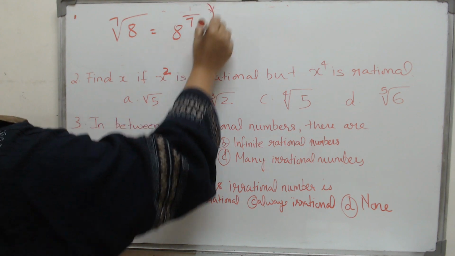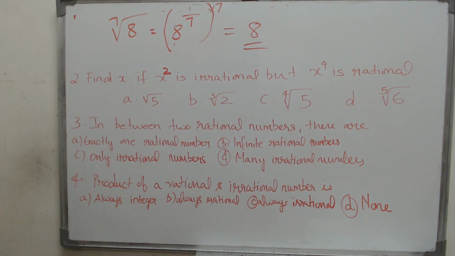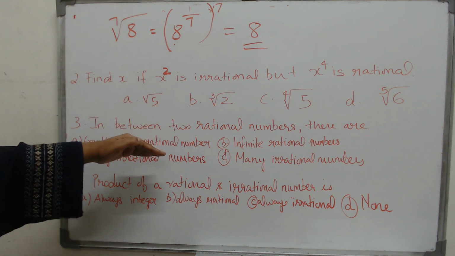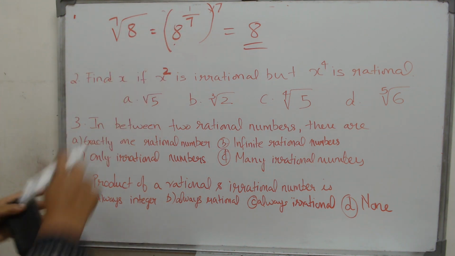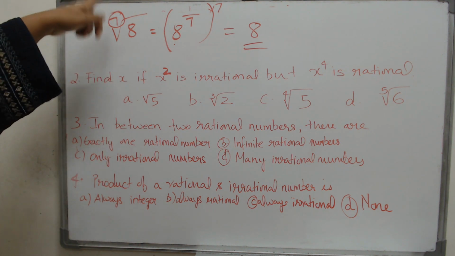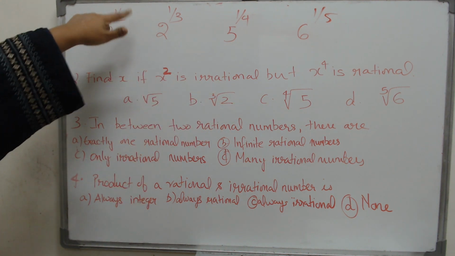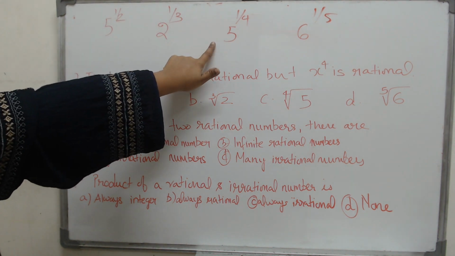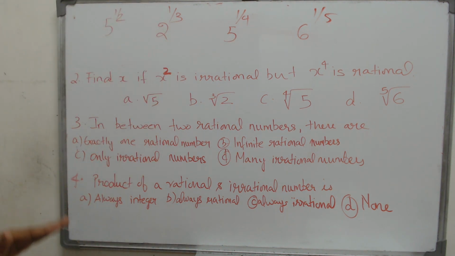Now how will you make it into a rational number? If you raise it to the power 7, you will get 8, which is what? A rational number. But remember, anything less than 7 will still be irrational. Raised to 2, raised to 3, raised to 6, everything will be irrational until you come to 7. You have to raise it to the power 7 to get a rational number. Now look at the options here. This raised to 2 will become rational. This raised to 3 will become rational.